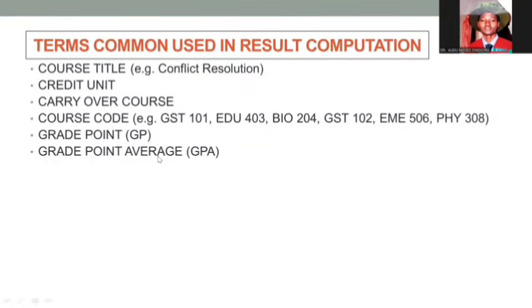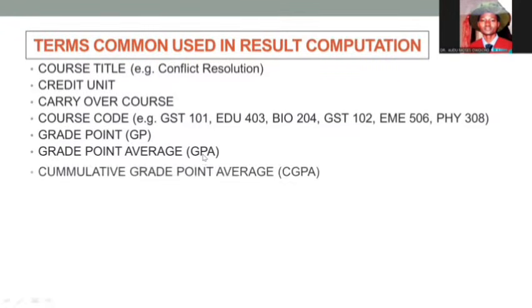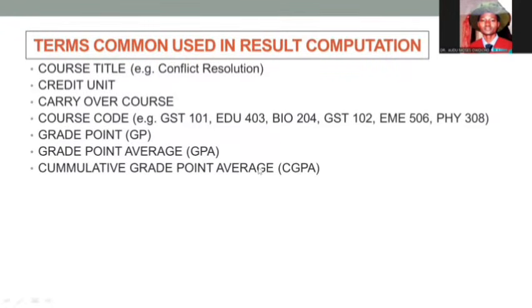The average of grade point gives us what we call grade point average, GPA, and this is computed at the end of each semester. Then the cumulative of grade point average gives us what we call cumulative grade point average, CGPA, and this is computed at the end of each session. So at the end of each semester, we take the cumulative of the grade point average.